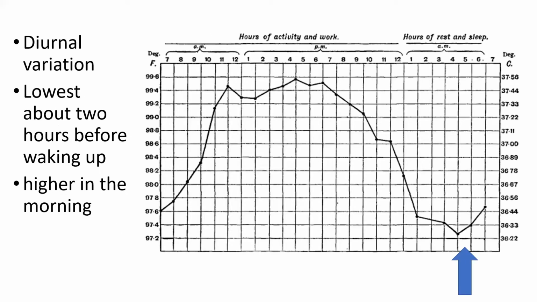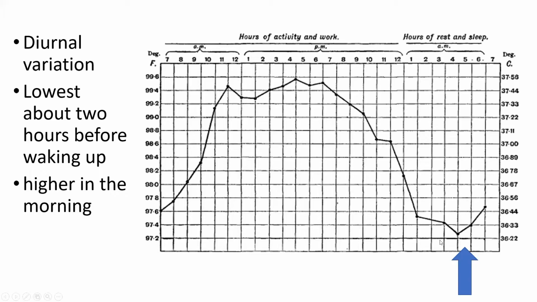And the other thing that is important and interesting to note about temperature is that overall it has a diurnal variation. It's lowest about 2 hours before you wake up in the morning. So you can see here about 5 a.m. is when your body temperature is at its lowest. And I think this is important to remember.